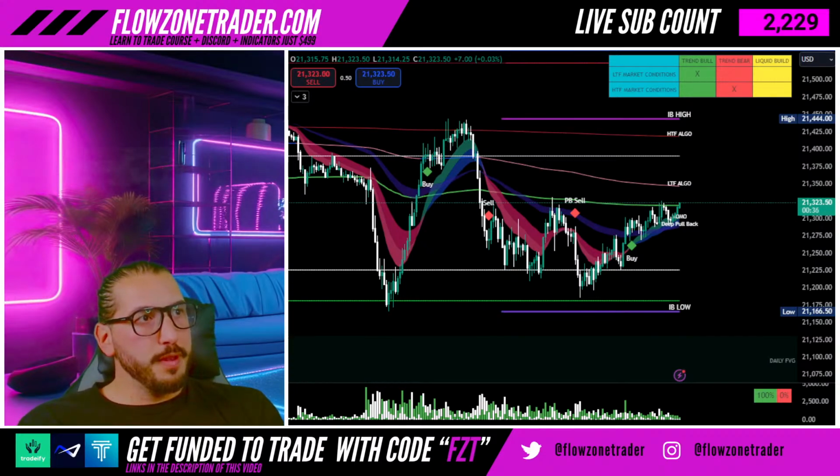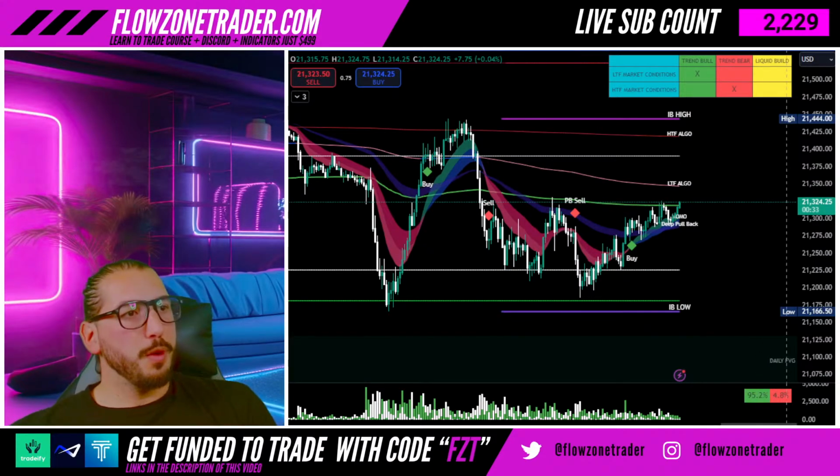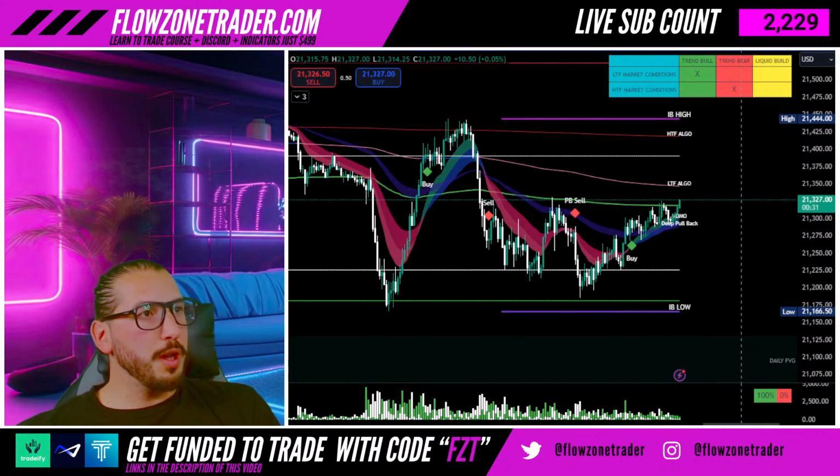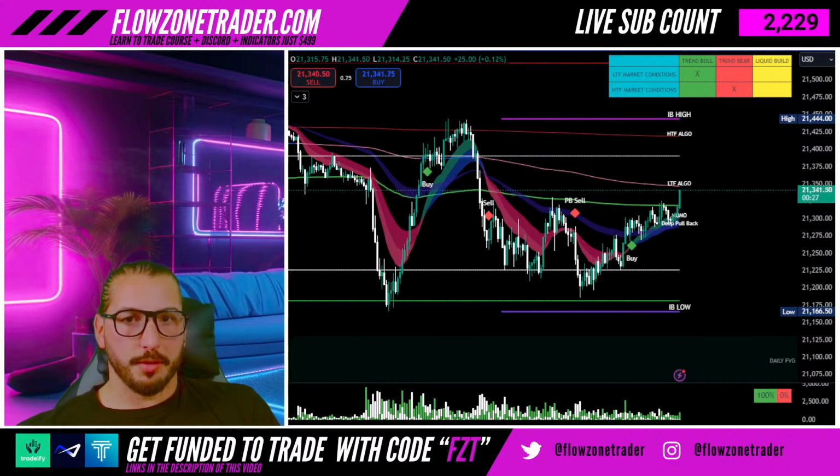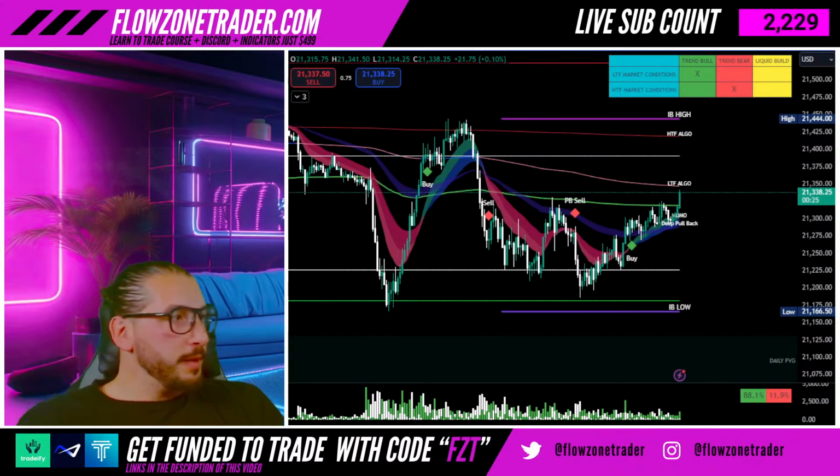Okay, here's your push through VWAP. SPY not quite through it yet. ES I don't think quite through it, but very, very close. There you go. There's the squeeze and the breakout through VWAP. So we're returning back to highs here.